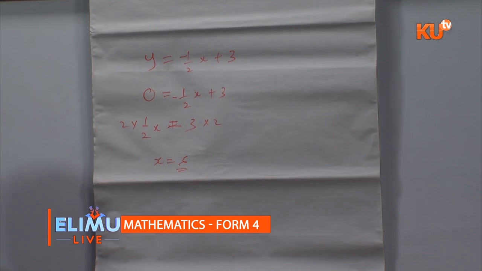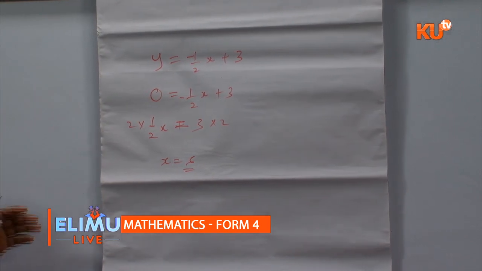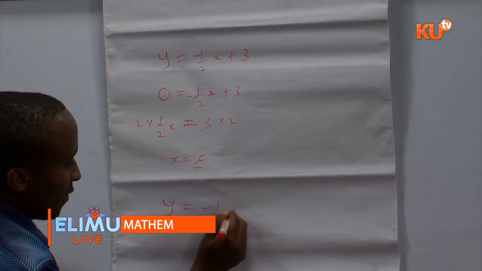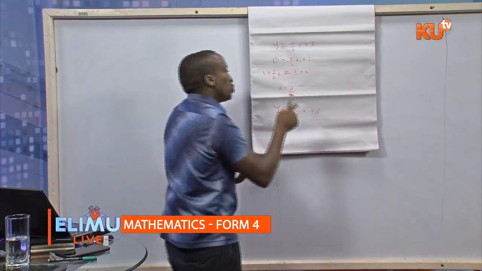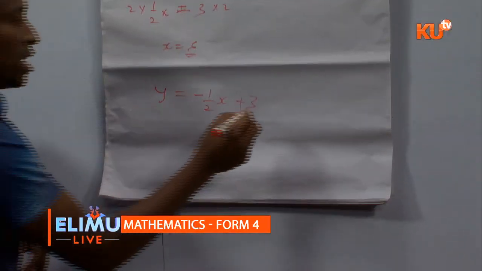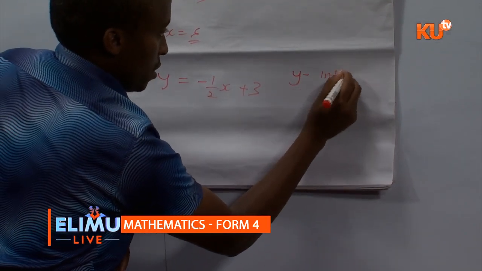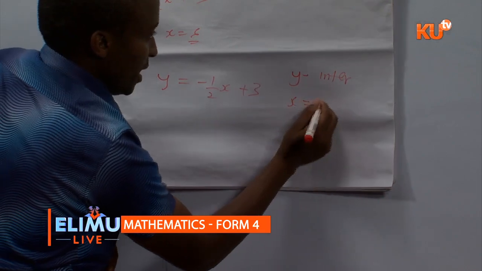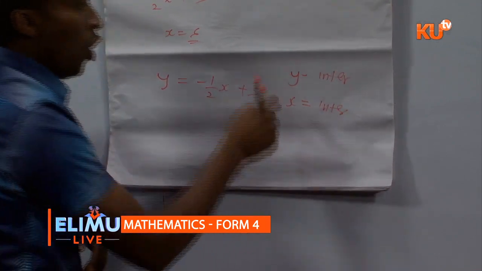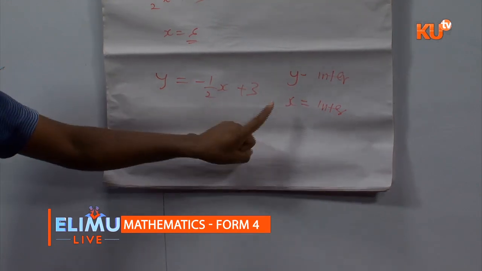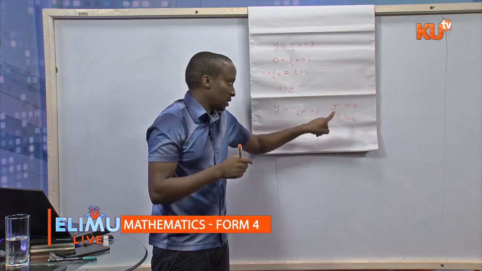So given the equation of a line, we are able to know what the y-intercept is and what the x-intercept is: where the line cuts the y-axis and where the line cuts the x-axis.